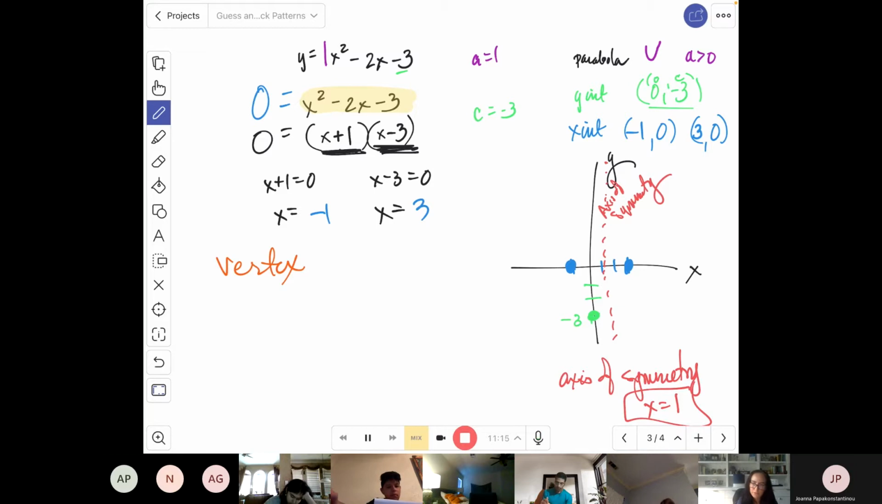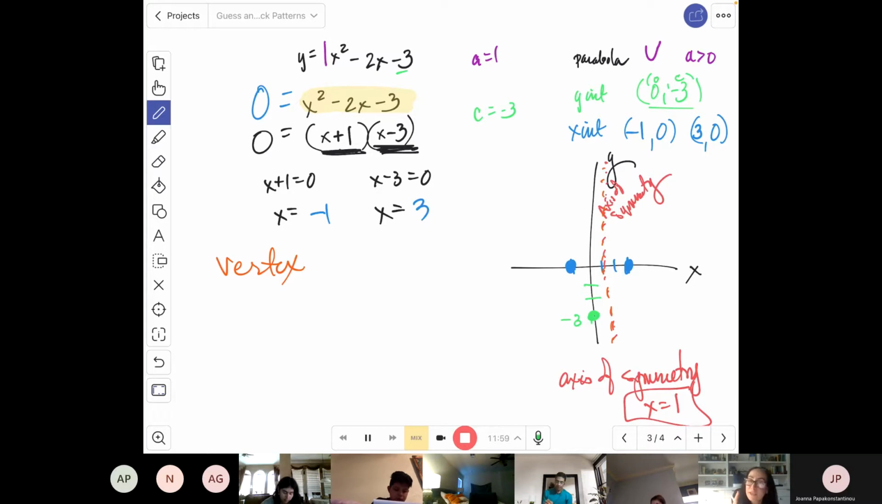Do we have a vertex? Reese has a vertex. Anybody else have a vertex? Eric, did you get a vertex? Ariana, did you find the vertex? No, not yet. How are we finding it? Are we stuck? Yes, you're stuck. Okay, we know the vertex falls on the axis of symmetry.